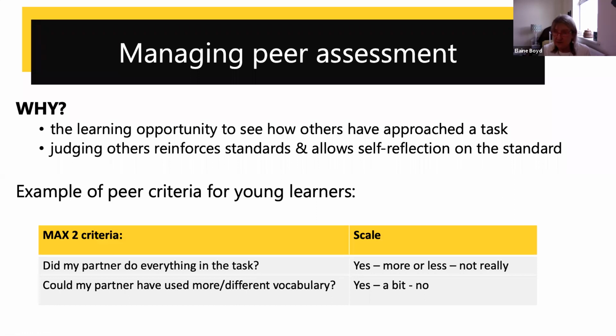This is married to the other one. Did my partner do everything in the task? Again, the chances are yes, so that's a good positive question. Could my partner have used more or different vocabulary? So this isn't too critical. This is a way of helping them improve. And again, you want to start with these criteria that they're familiar with from their self-assessment.